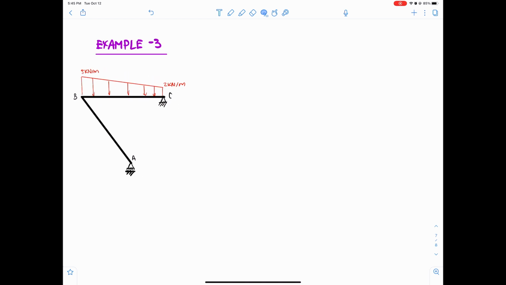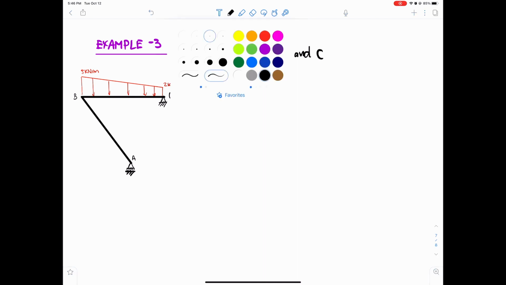And of course, as always, the question is just asking, find the reactions at A and C, okay? So first step, always, is to identify what reactions are we looking for, right?